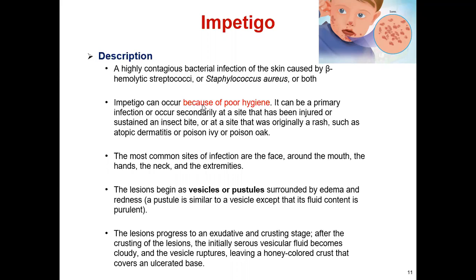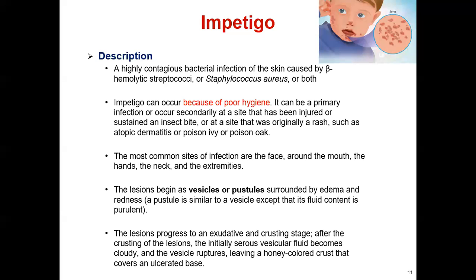Impetigo can occur because of poor hygiene. It can be a primary infection or occur secondarily at a site that has been injured or sustained an insect bite, or at a site that was originally a rash, such as atopic dermatitis, poison ivy, or poison oak.